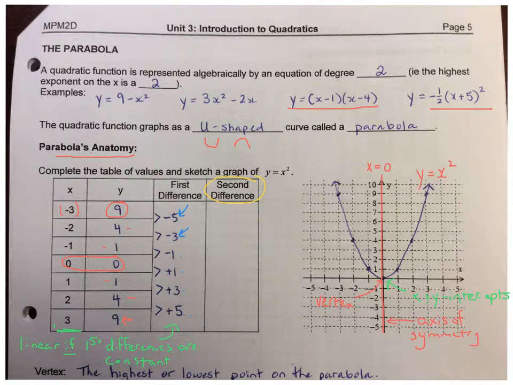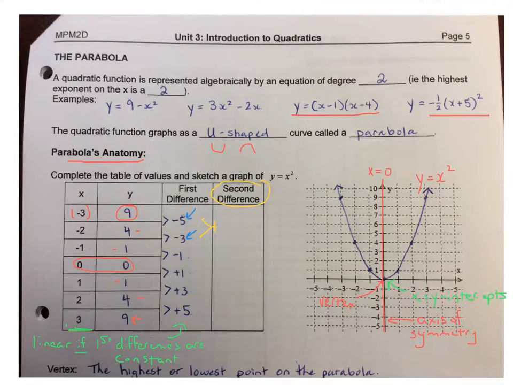So if I go from -5 up to -3, I'm going up 2. And then if I go from -3 up to -1, I've gone up 2. And to go from -1 to +1, I have to go up 2, or to the right 2.